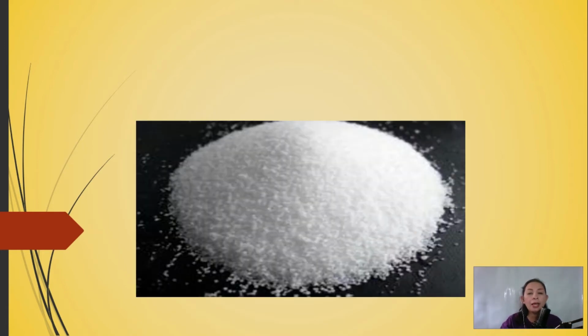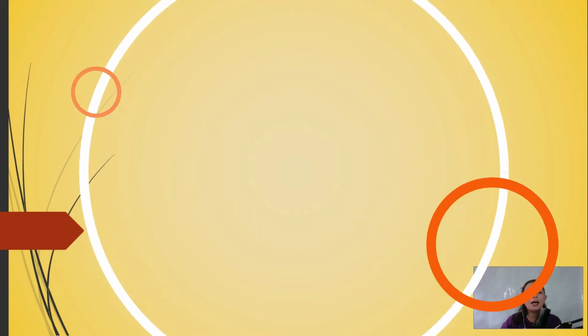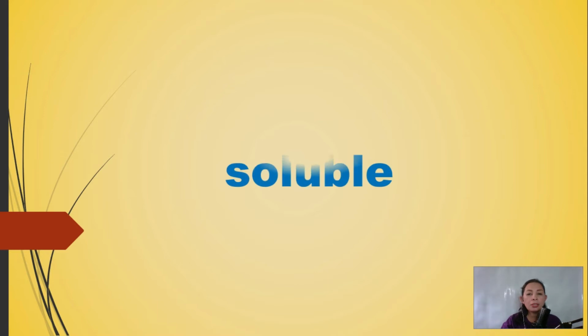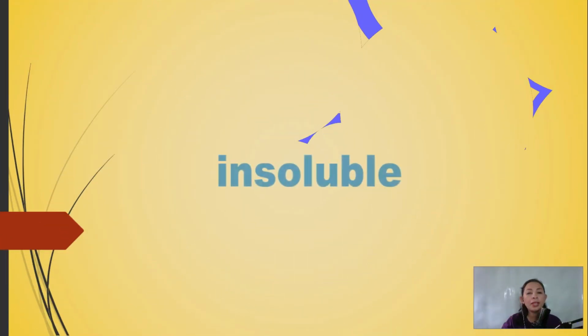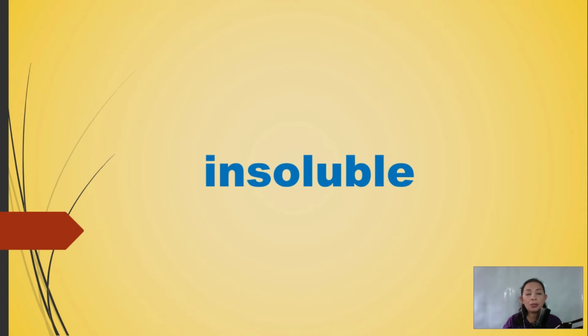Very good. And we have the fourth compound, potassium sulfite. What do you think? Yes, if your answer is soluble, then you are correct. Then the last one, we have calcium carbonate. Is it soluble or insoluble in water? What is your answer? The answer, class, is insoluble in water. Did you get the correct answer, my dear students?